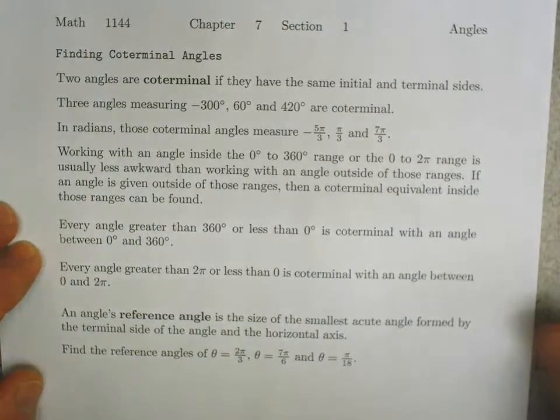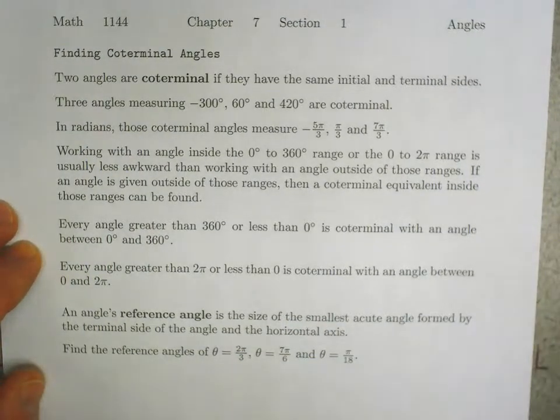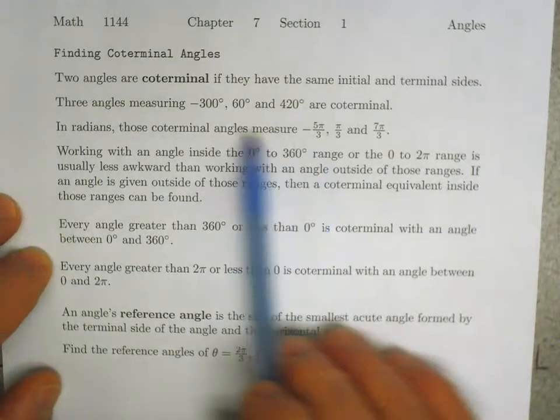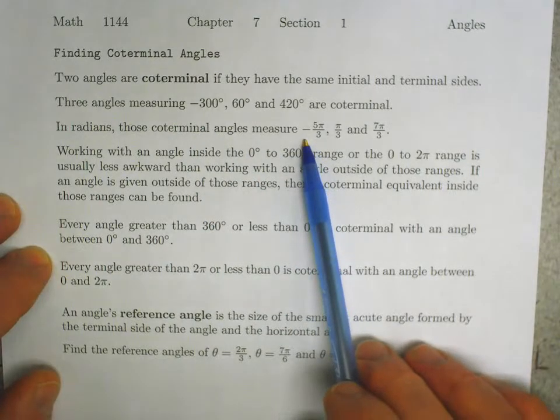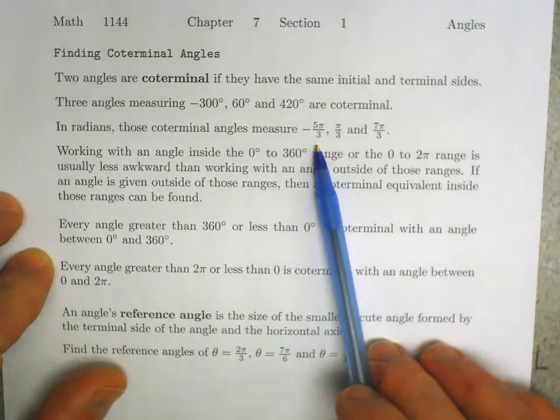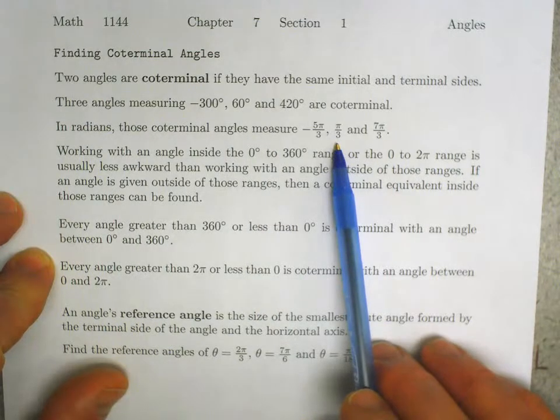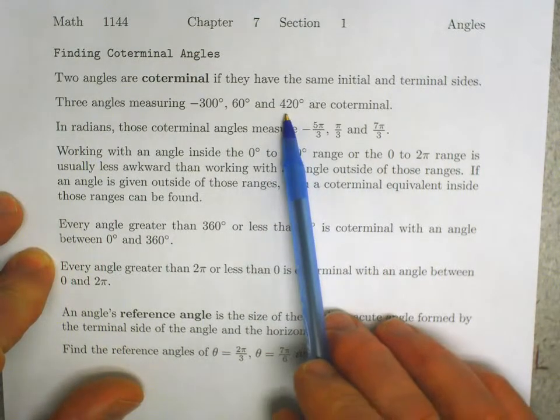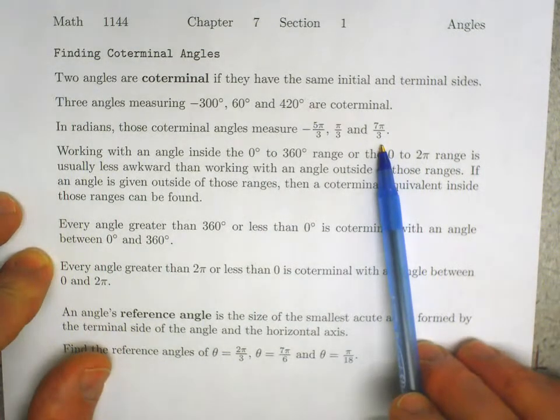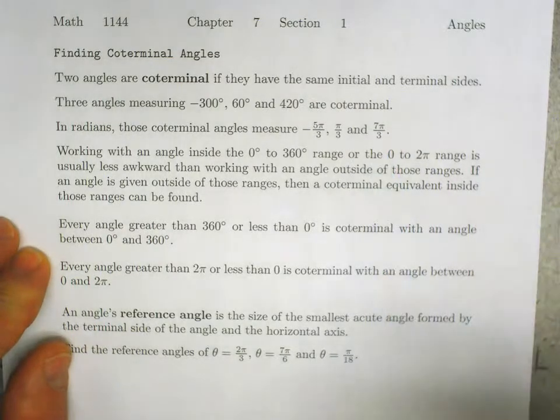Those same three angles measured in radians: negative 300 degrees is negative 5 pi over 3 radians. We already saw that 60 degrees is pi over 3 radians, and 420 degrees is 7 pi over 3 radians.